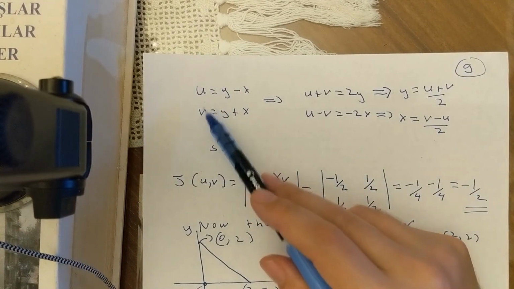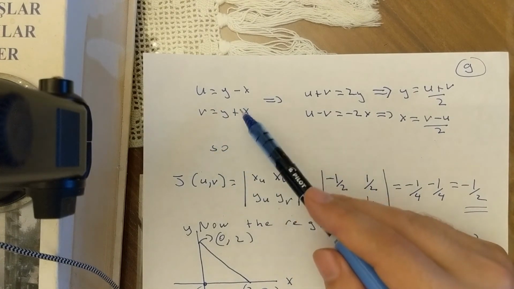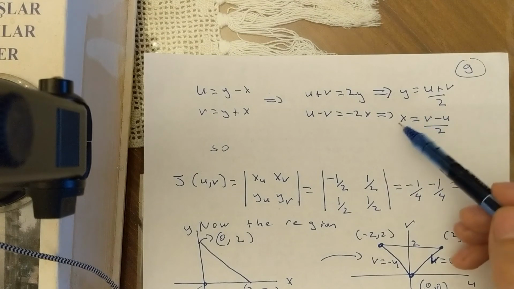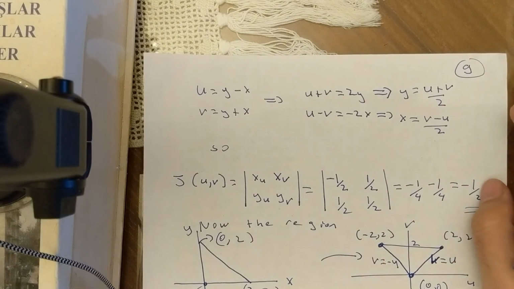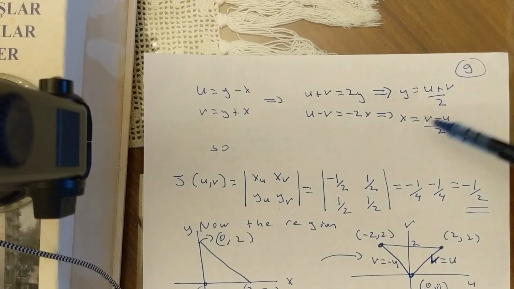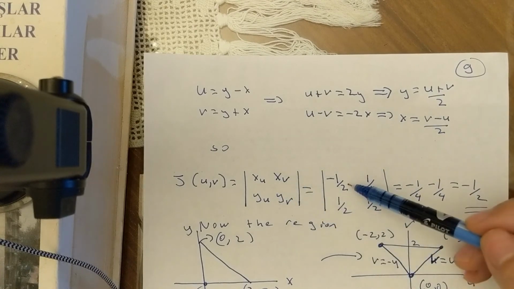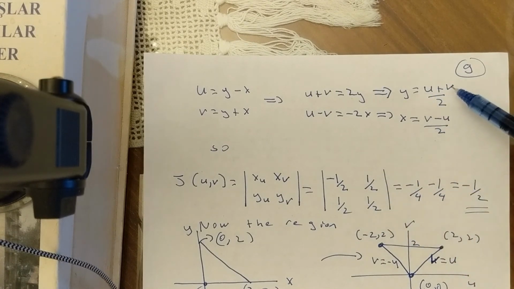Similarly, if I subtract v from u minus v, well, the y's will cancel out and I'll get minus 2x. So x is the same thing as v minus u over 2. Okay? So now I can calculate my partials. Derivative of x with respect to u is minus 1/2. Derivative of x with respect to v is 1/2. Derivative of y with respect to u is 1/2.